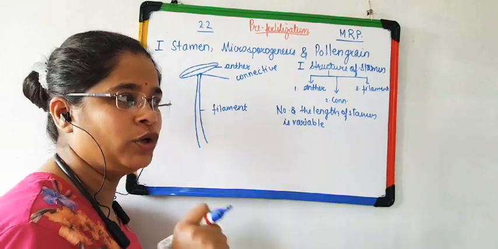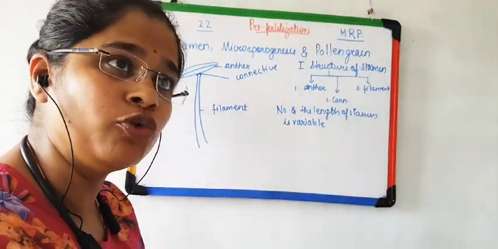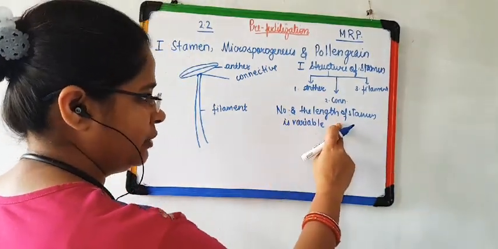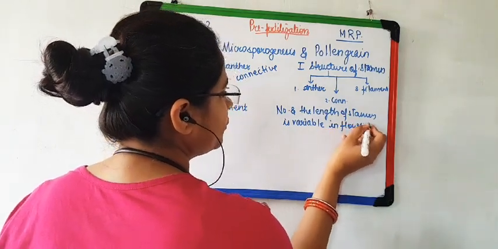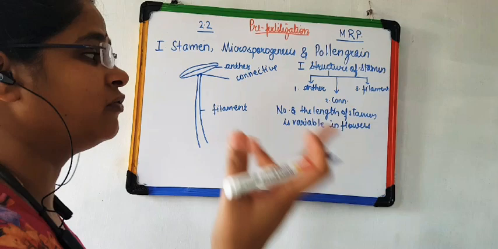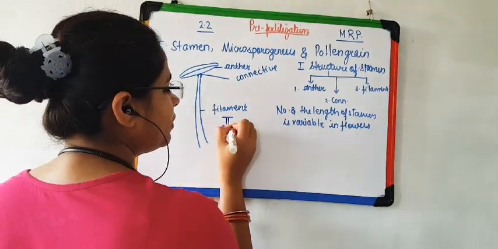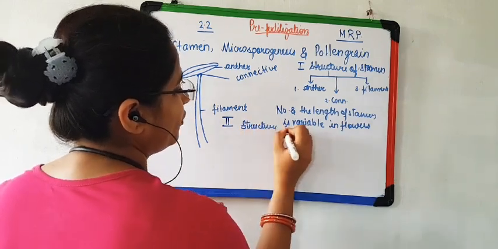Am I right? We know apo and syn. Apo means they are free, syn means they are fused, right? So the number and the length of the stamen is variable in flowers. If you collect 5 flowers, you will find them differently. Clear? Now let us talk about the second part, the structure of the anther.